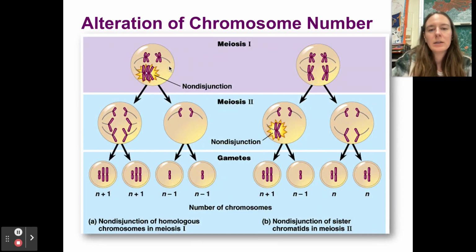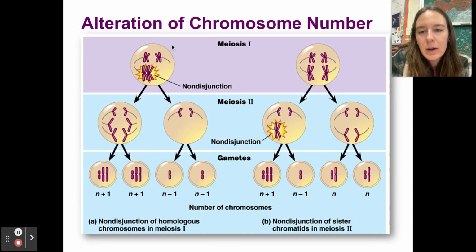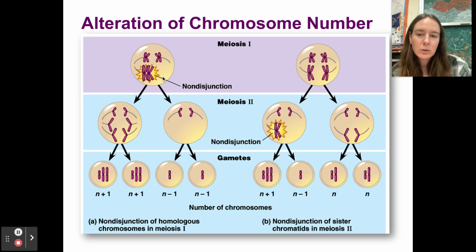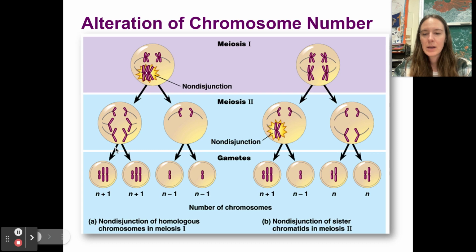So this is non-disjunction. Let's say we have this cell, and when they're lining up on the metaphase plate, these two homologous chromosomes stick together and they don't separate from each other. Then you'll have 1, 2, 3 of these chromosomes going into this cell, and then just this one chromosome going here. And then during anaphase this chromosome will separate, this one will separate, and this one will separate, and you'll end up with 3 chromosomes here and 3 chromosomes here, whereas you were supposed to start with 4, right?